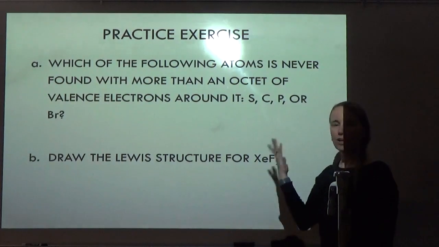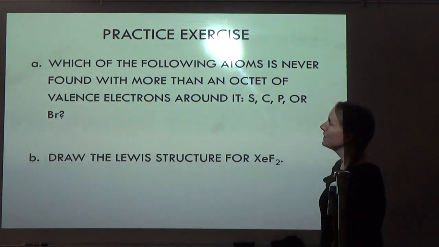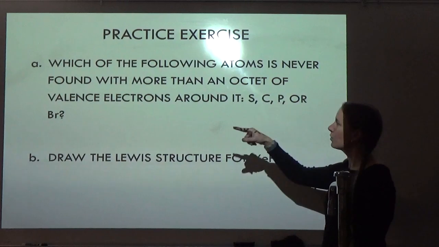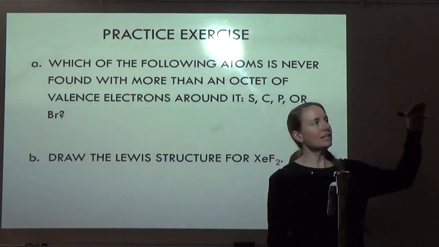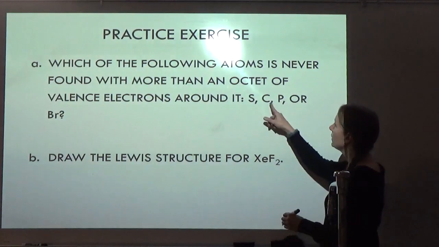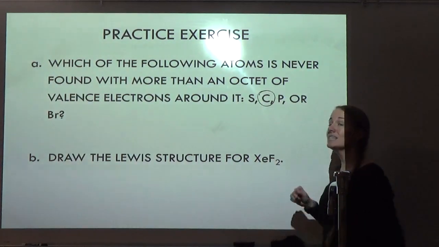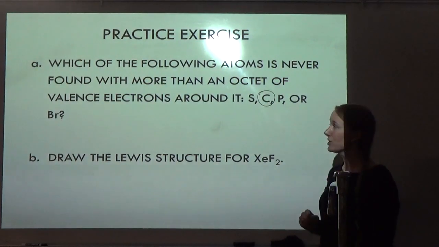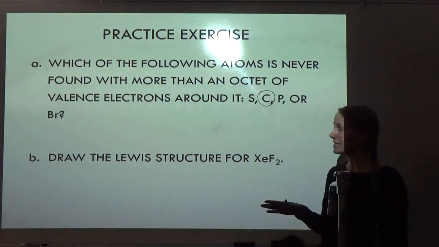All right, so y'all tried this one. I'll assume you've done that, and we'll look at it together. So it says, which of the following atoms is never found with more than an octet of valence electrons around it? S, C, P, or Br? Well, y'all remember, it can't start until the 3rd energy level. So the only one of these that's not at least in the 3rd energy level or beyond is carbon. Carbon's only in the 2nd energy level, so it will never have more than an octet.